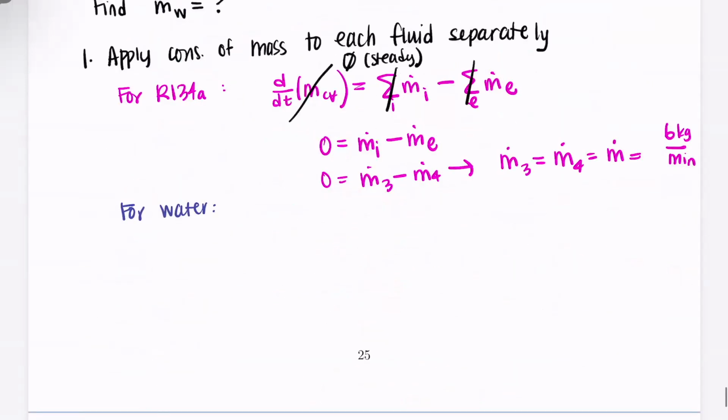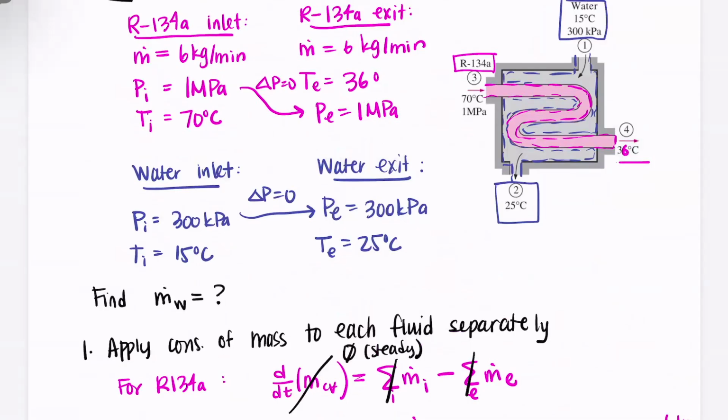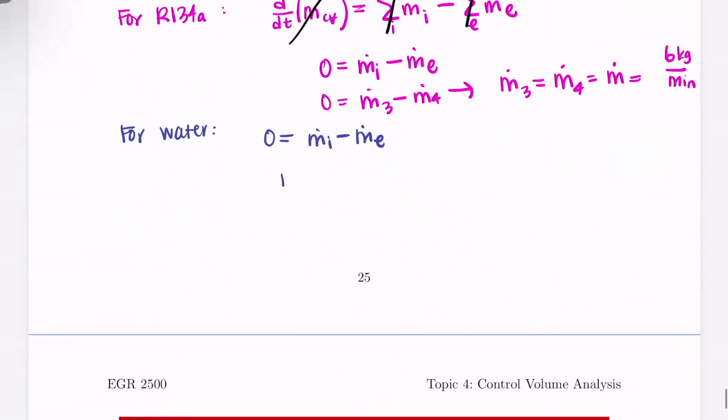All right, and we have the same simplifications. So we still end up with 0 is equal to m dot I minus m dot E. For the water, our inlet stream is m dot 1, and our outlet stream is m dot 2. So we have 0 is equal to m dot 1 minus m dot 2, which means that m dot 1 is equal to m dot 2, or just m dot W. So we've used conservation of mass to tell us that there's only one mass flow rate we have to be worried about for the water. We don't have to worry about m dot 1 and m dot 2 individually. It's just the same thing, right?